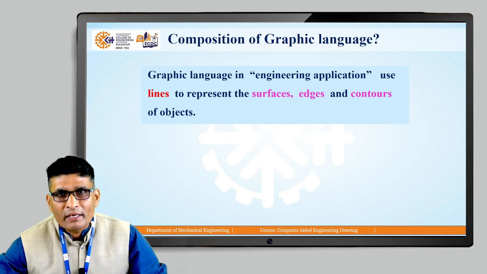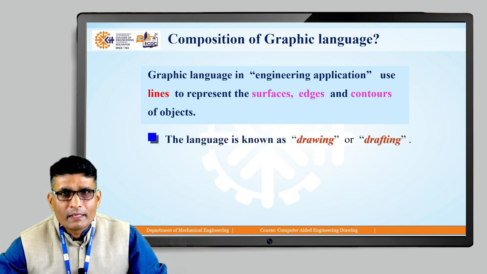Similarly, in engineering drawing, or you can say graphical language, there are certain elements. Now what are these elements? Like points, lines, and then surfaces, edges and contours. If you combine these elements you will get the proper object. So you have to combine these elements properly, similar to the language in English, wherein you have to write proper words and proper sentences with grammatically correct English. Then and only then will you get meaningful sentences. So the language is known as drawing or drafting because you are communicating with another person through sketches and drawings.